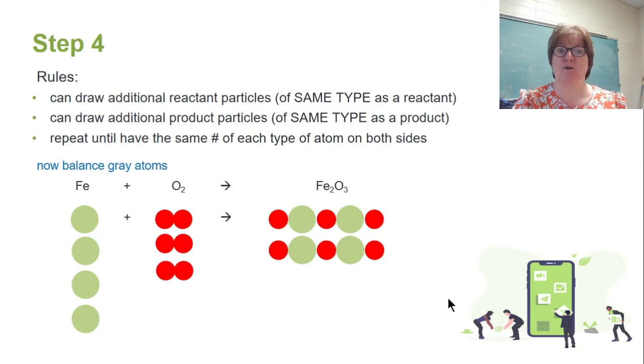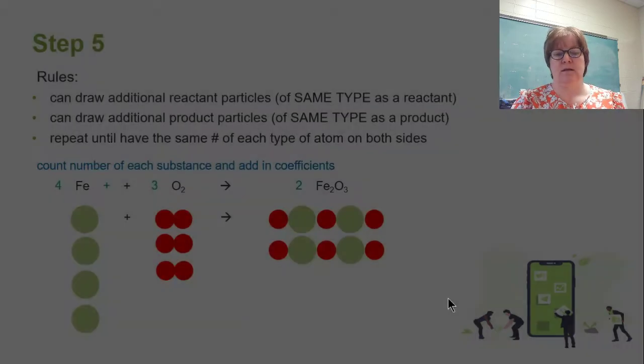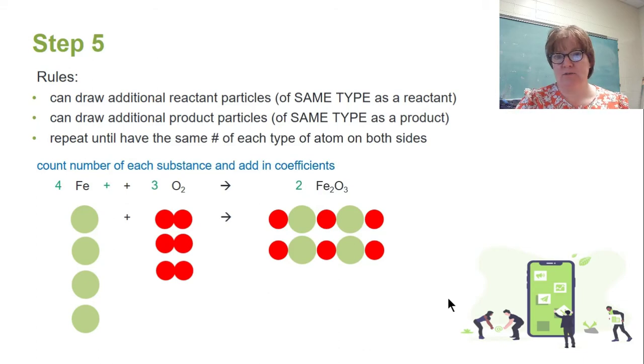Fe suggests they are individual atoms of iron. O2 suggests that there are 2 oxygen atoms bound together per particle. Fe2O3 means that each particle has 2 green and 3 red. The last thing I'm going to do is count out how many I have of each particle and put that in front as its coefficient. So I have 4 Fe plus 3 O2 makes 2 Fe2O3.